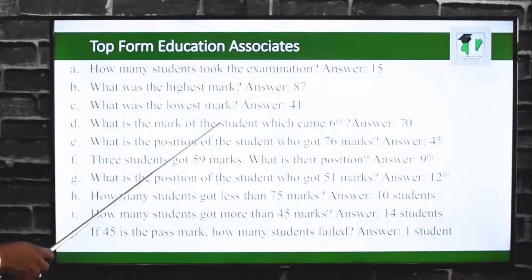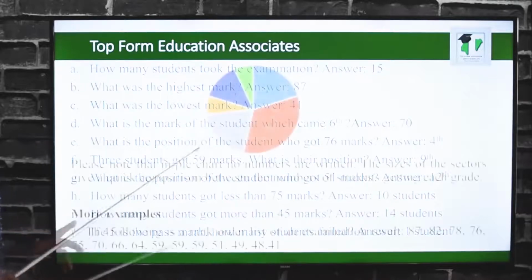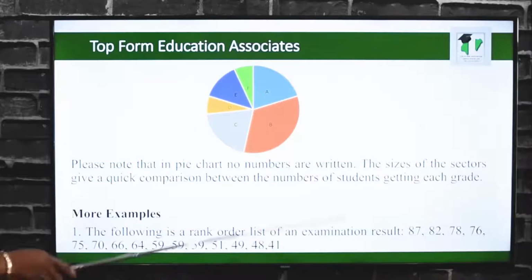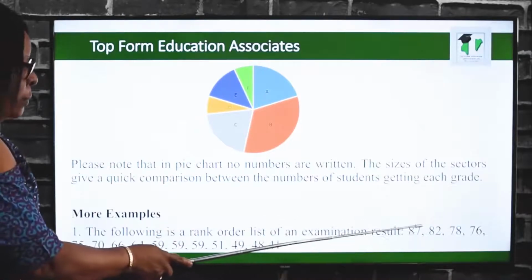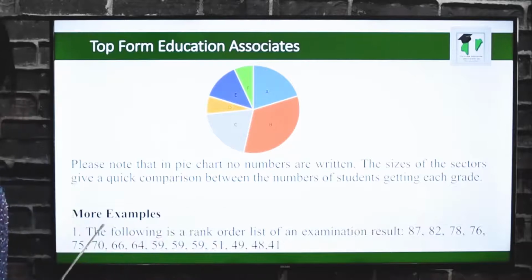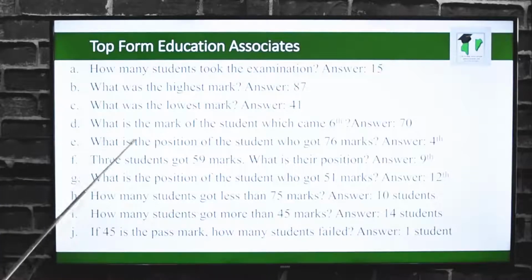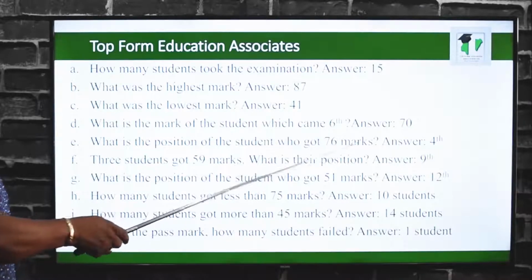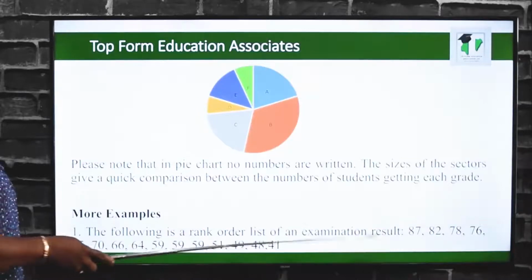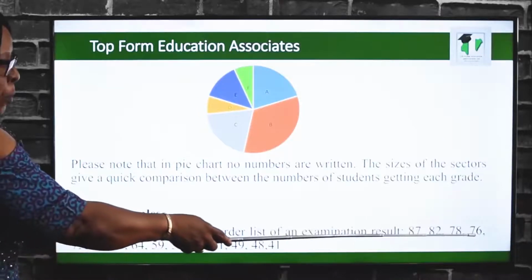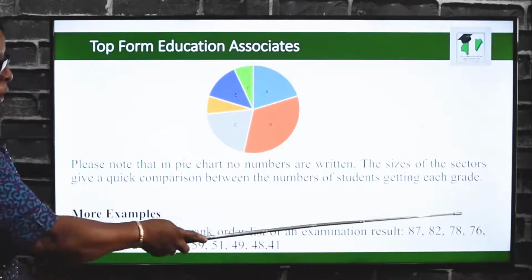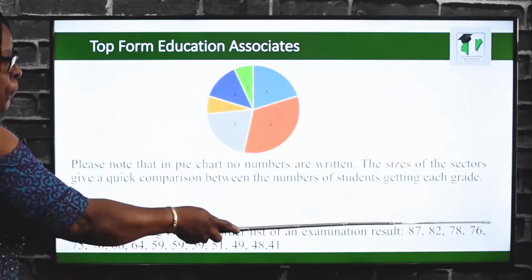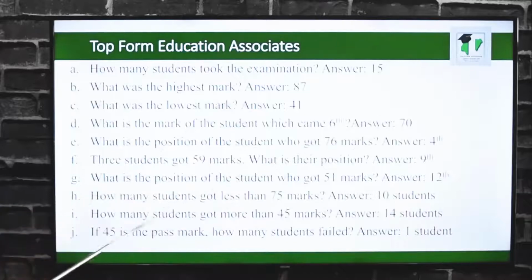What is the mark of the student which came sixth? So we count 1, 2, 3, 4, 5, 6. The mark of the student which came sixth is 70. Question number E. What is the position of the student who got 76 marks? We go to the rank order list. We spot 76 marks. So what's the position? First, second, third, fourth. The answer is fourth.